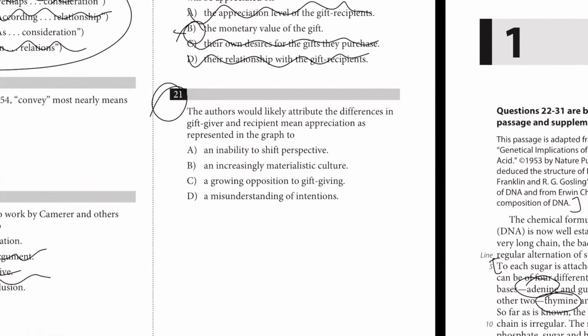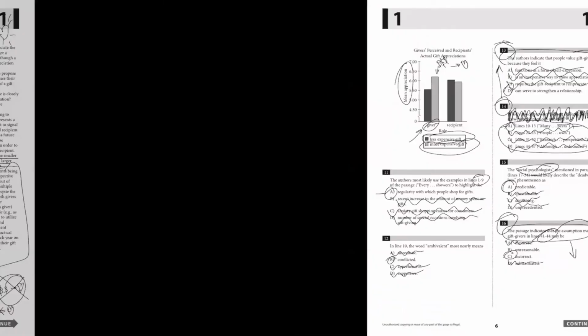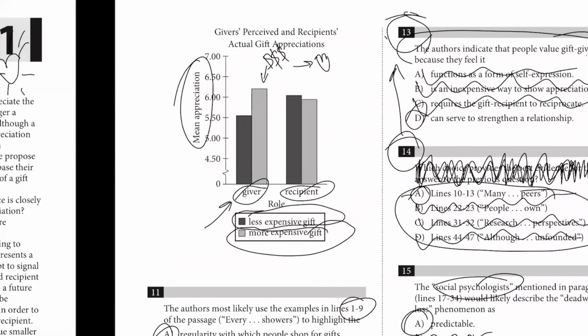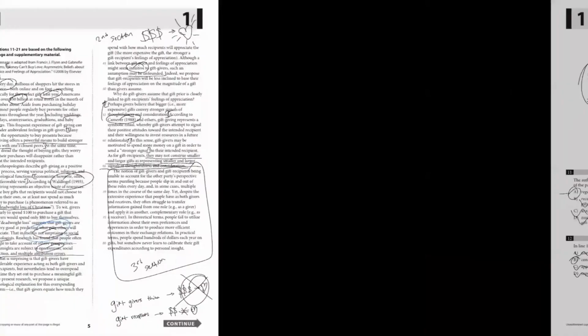Last question. The author would likely attribute the differences in gift giver and recipient mean appreciation, as represented in the graph, to what? As you can see here, recipients don't associate less expensive gifts and more expensive gifts the way givers do, right? Some people liked the less expensive gift more, but they didn't like the more expensive gift as much as the givers thought they would. So why is this? It's because the givers fail to change their perspective. So where does it say that?